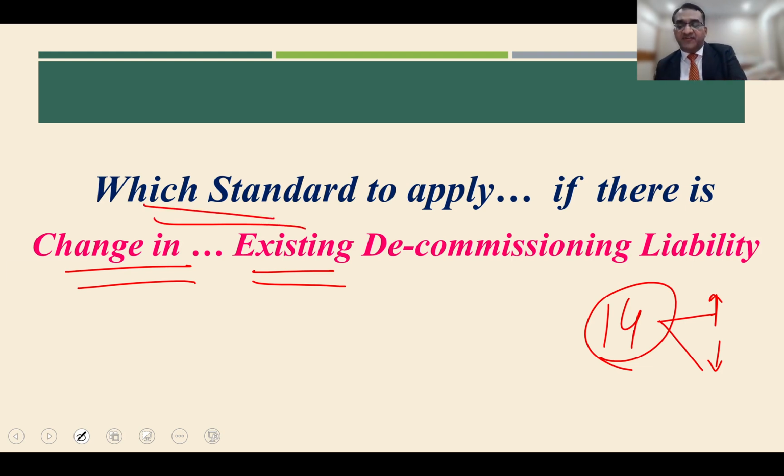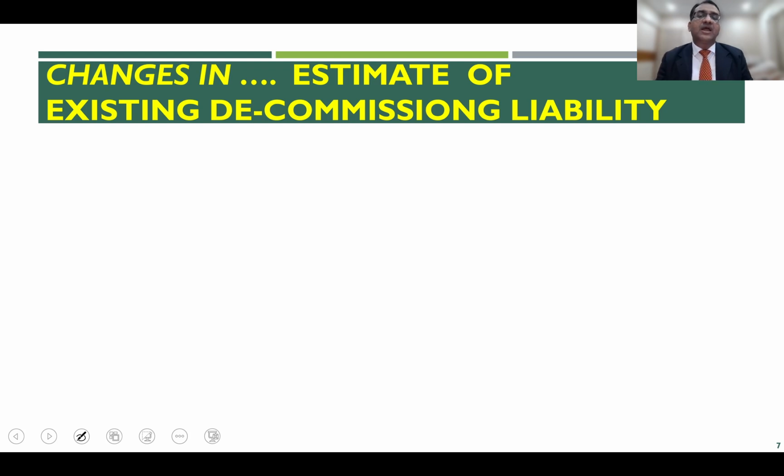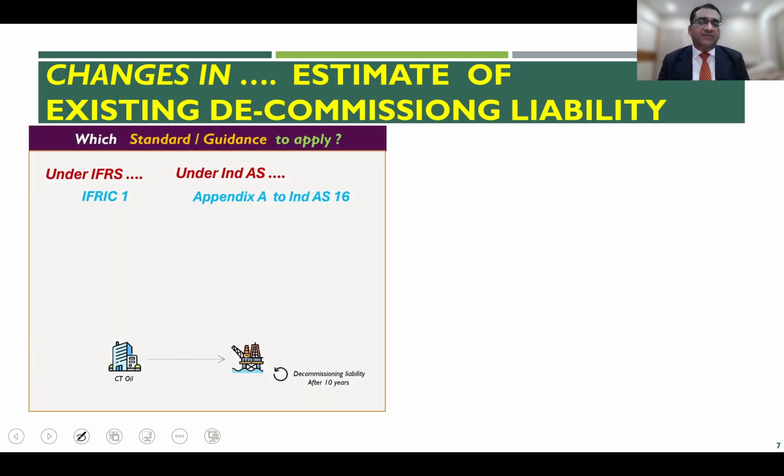Let us see this first, and then I will give you two case studies, one dealing with an increase in the liability, the other one a decrease in the liability. So which standard to look for? There is specific guidance given under IFRS. You have a literature called IFRIC 1, and the corresponding literature under Ind AS is Appendix A to Ind AS 16. So you have to look at these two literatures depending upon which framework you are reporting.